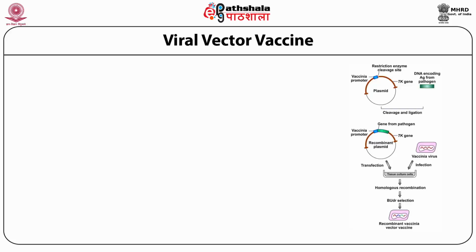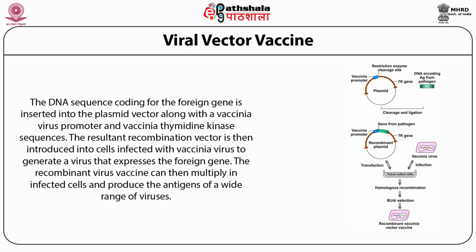You can see here very classically that the plasmid, which shows the vaccinia promoter as well as the thymidine kinase gene, is cleaved by the restriction enzyme, and the DNA encoding the antigen from the pathogen is inserted into this particular site. Later on, this plasmid is ligated with the desired DNA encoding the antigen. The gene of the pathogen with the recombinant plasmid is then transfected into the tissue culture along with the vaccinia virus. That is the infection part.